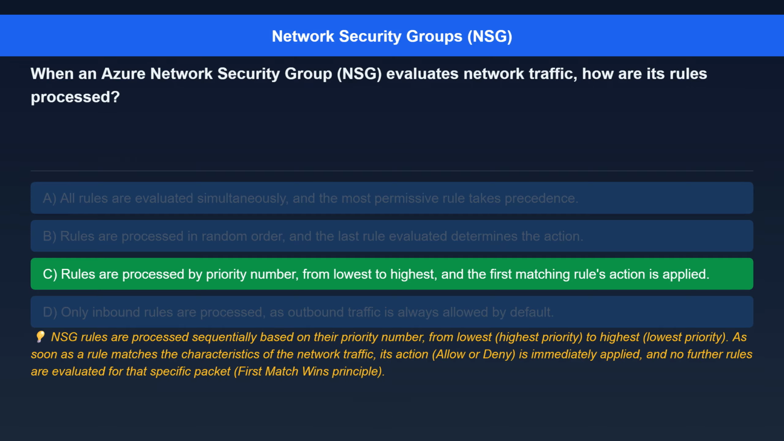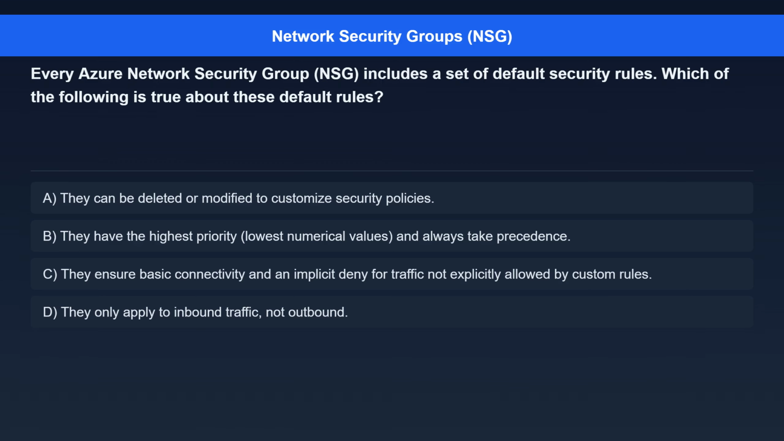The correct answer is, quote, rules are processed by priority number, from lowest to highest, and the first matching rule's action is applied. Here's the explanation. NSG rules are processed sequentially based on their priority number, from lowest, highest priority, to highest, lowest priority. As soon as a rule matches the characteristics of the network traffic, its action, allow or deny, is immediately applied, and no further rules are evaluated for that specific packet. First match wins principle.